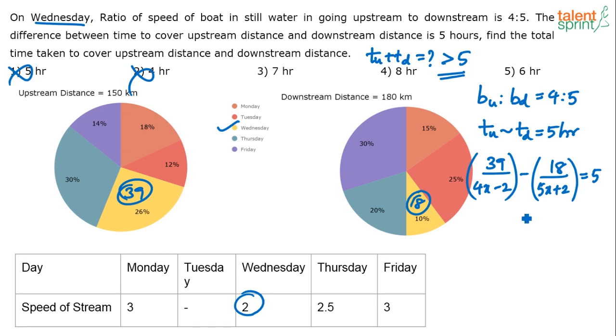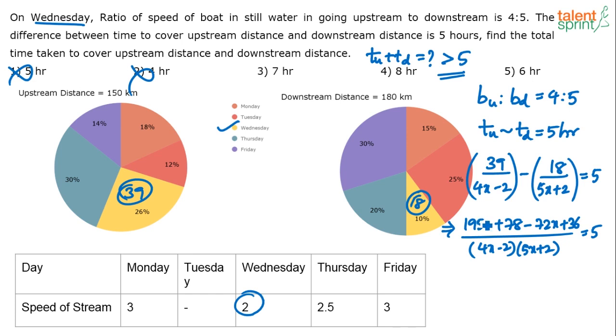You'll get the value of x. After that, you just need to add these two, put a plus and find out what comes in place of the question mark. As simple as that. So what do we get here? 39 times 5, 195x, plus 78 minus 72x plus 36, divided by 4x minus 2 into 5x plus 2, equals 5. Yeah, 39 fives is 195.